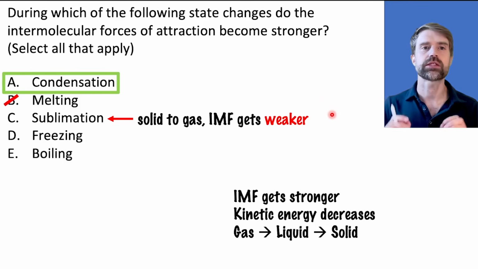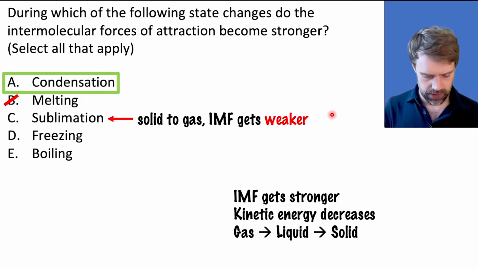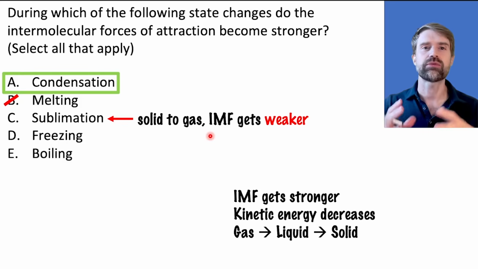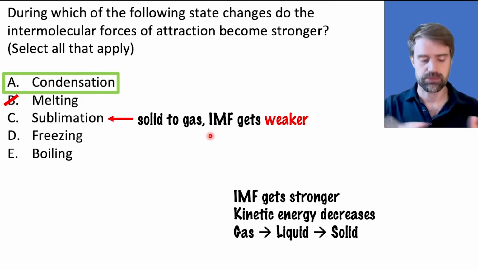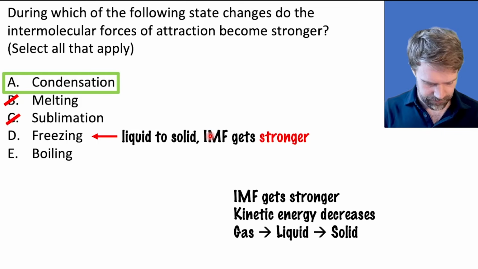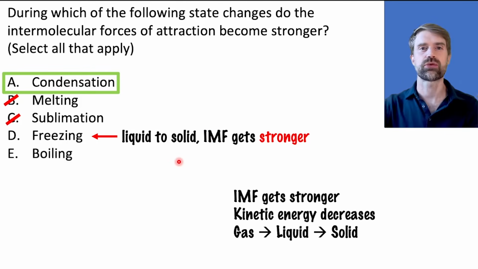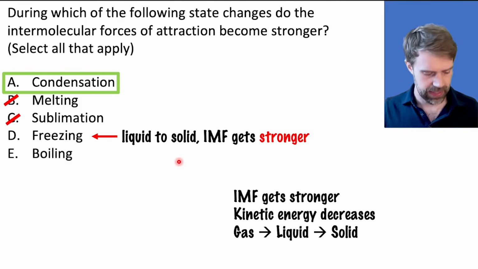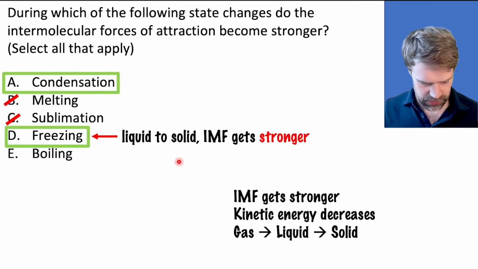C. In sublimation, a solid turns directly into a gas. The IMFs would have to get weaker here so the particles can come apart. They can move into the gas phase. So we'll cross this one off as well. Freezing. Liquid to solid. The intermolecular forces would have to get stronger to hold the particles more tightly together. So that's correct as well.